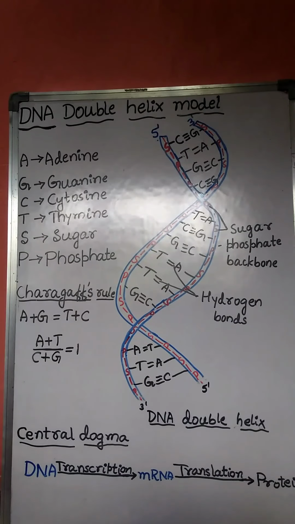Hello students, in the last video we discussed nucleosides and nucleotides. DNA is a macromolecule and a polymer made up of many monomeric units called deoxyribonucleotides. Many deoxyribonucleotides are joined together by a phosphodiester bond.